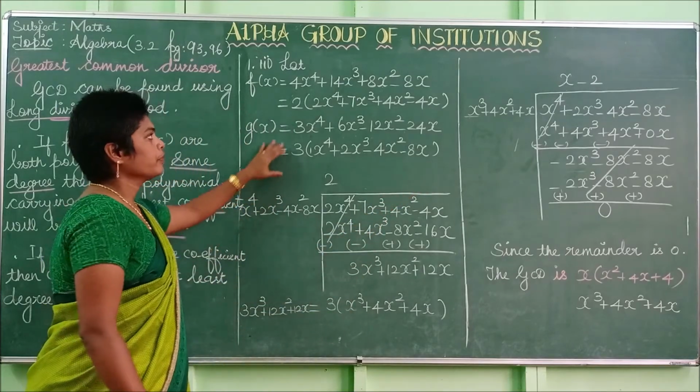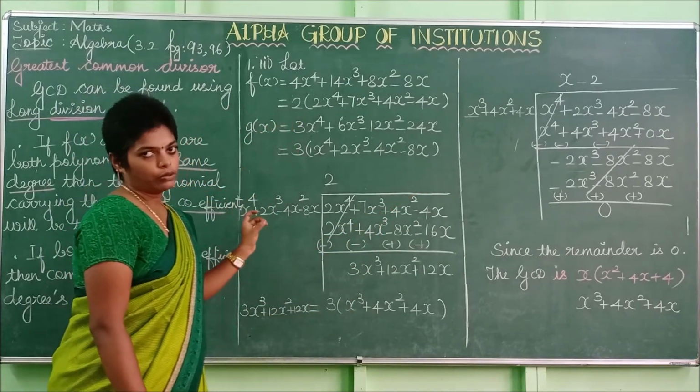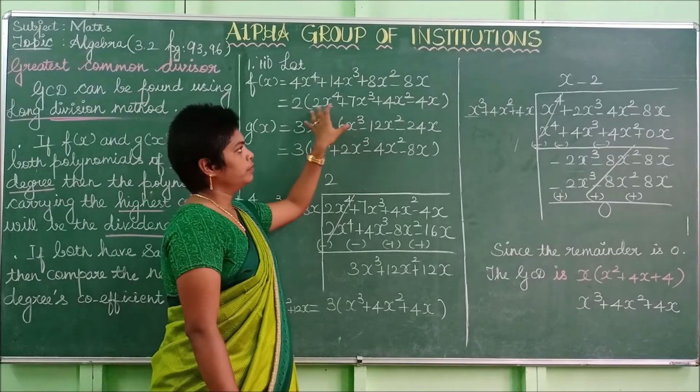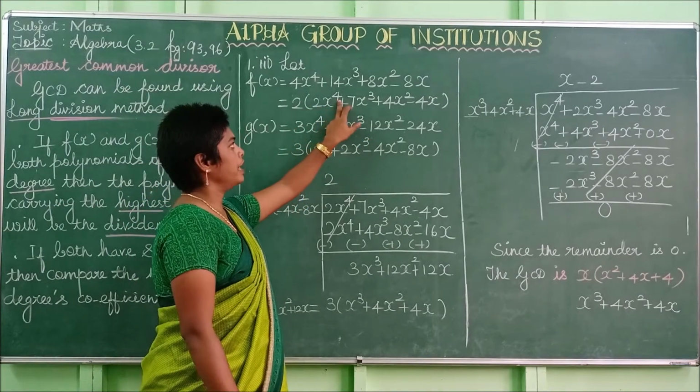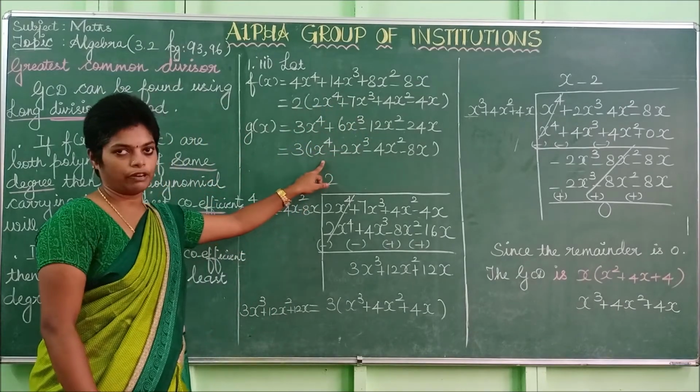So listen here. We have taken the common terms outside. Look at the inside terms. Here also x power 4, and here also x power 4.